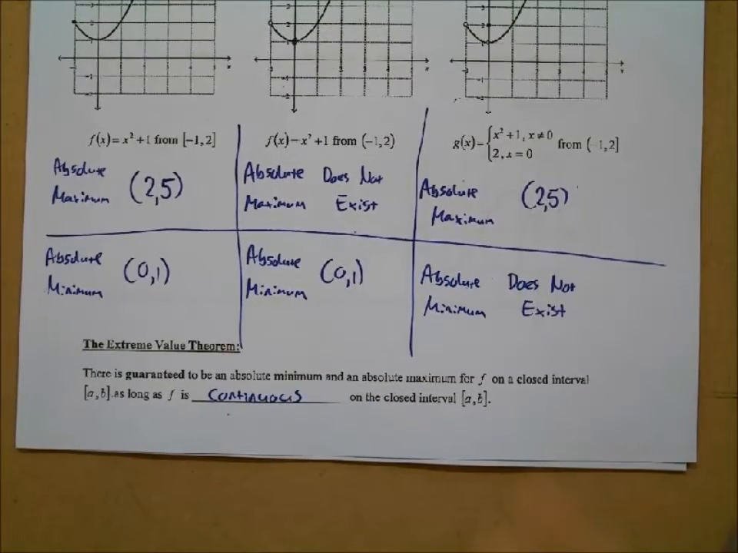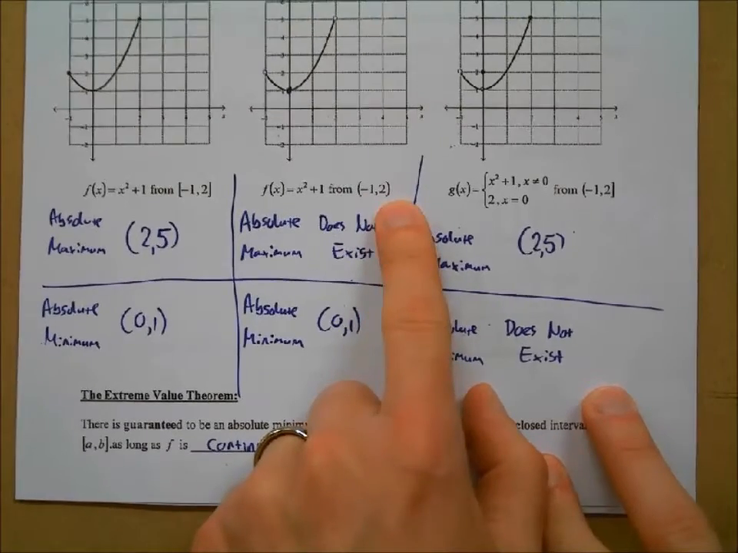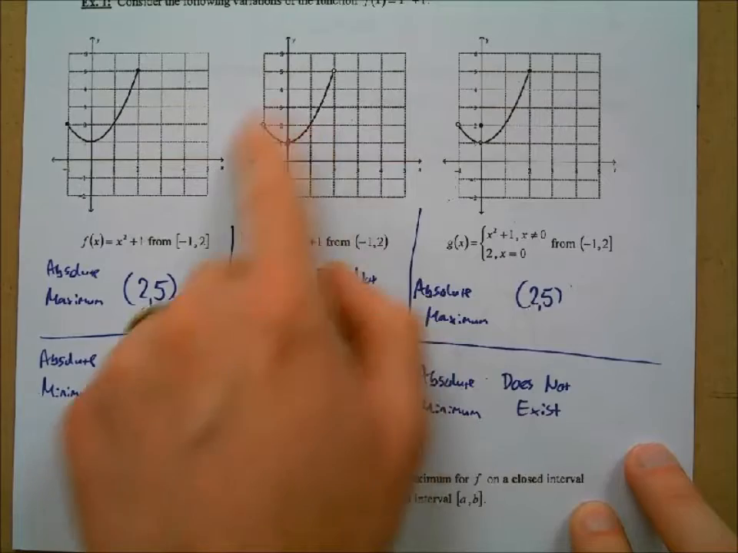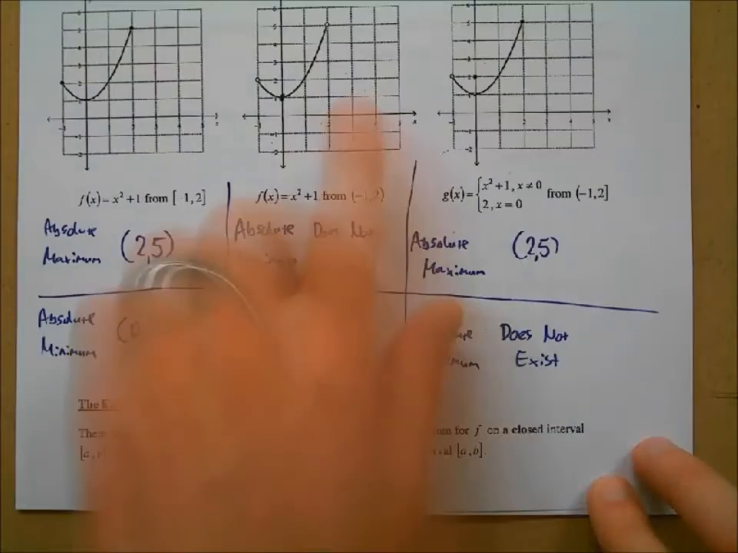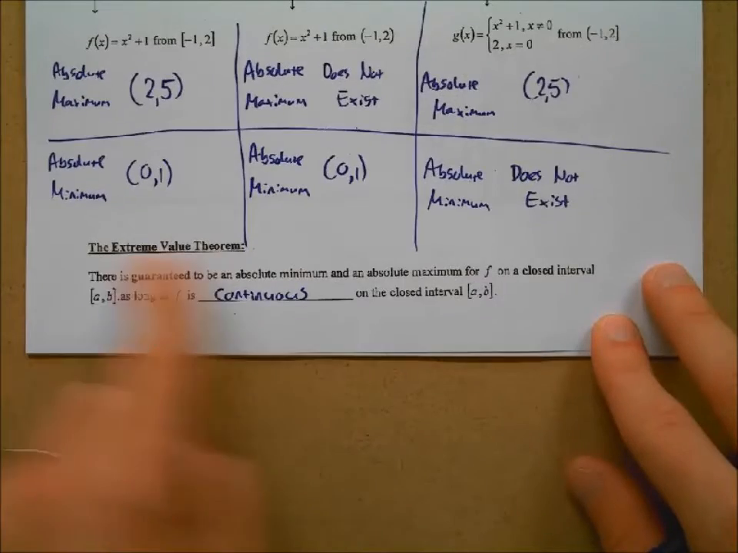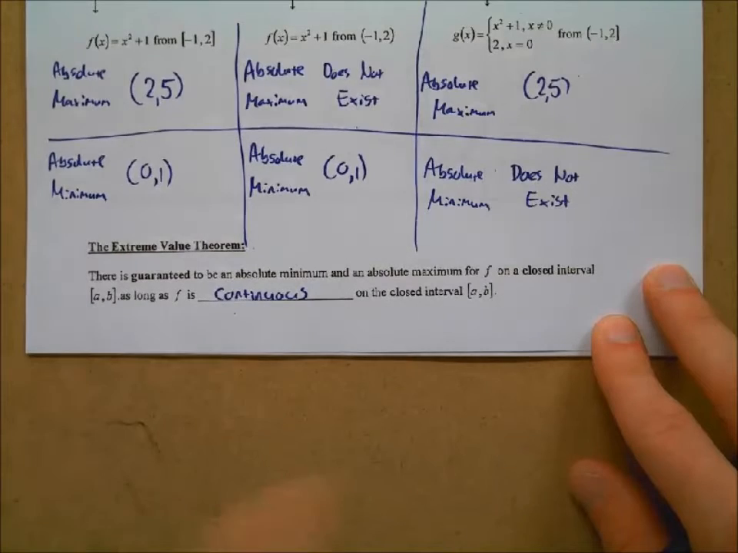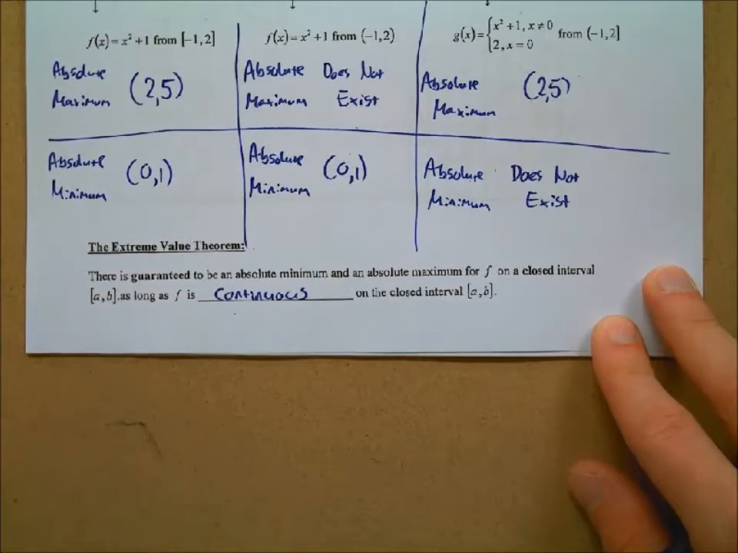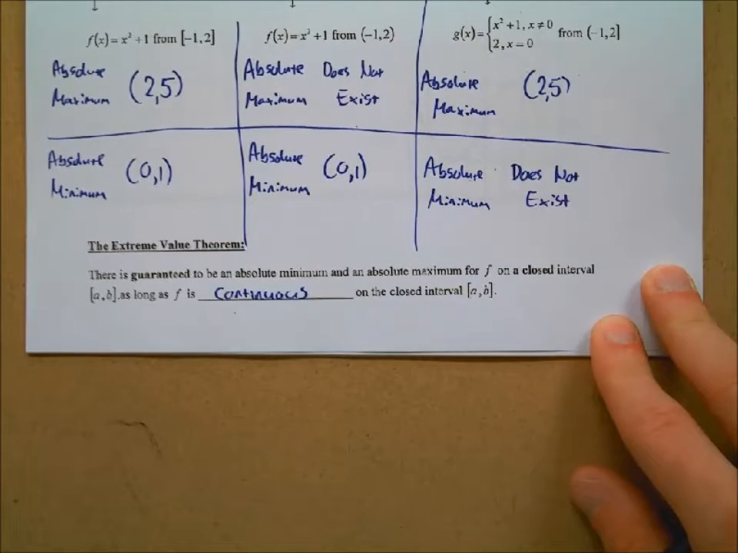So here this was an open interval, so we're excluding the endpoints. Even though this function was continuous, we still couldn't find one because the endpoints weren't included there. Notice again, extreme value theorem. What are the requirements? It requires that f is continuous on a closed interval. Then you are guaranteed to have an absolute minimum and an absolute maximum.